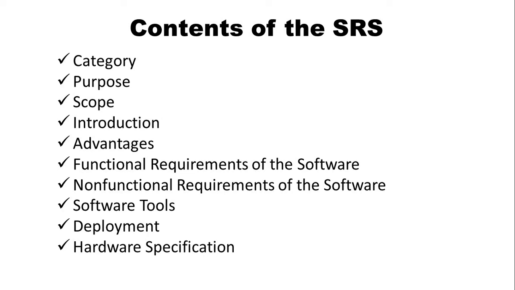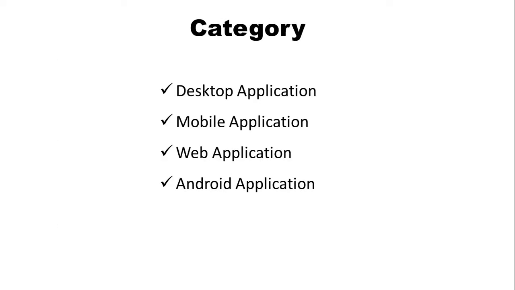So let us start with the category section. In the category section we have to write what category this particular software belongs to. The software which you might have developed could be a desktop application, or it could be a mobile application, or a web application, or an Android application. So it could be any application.